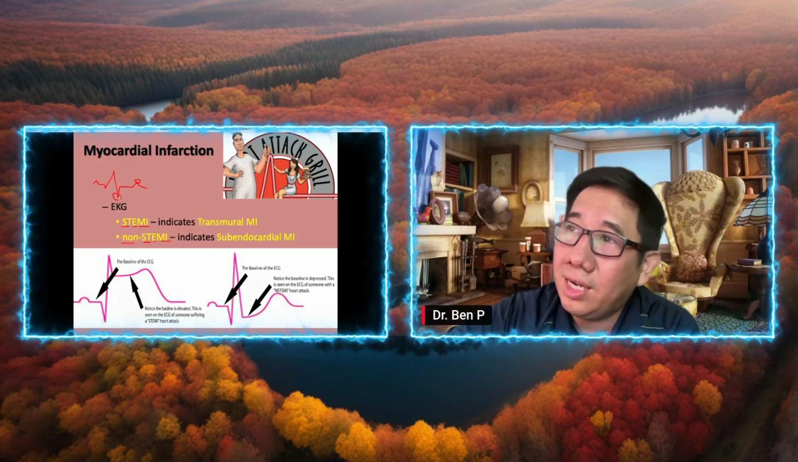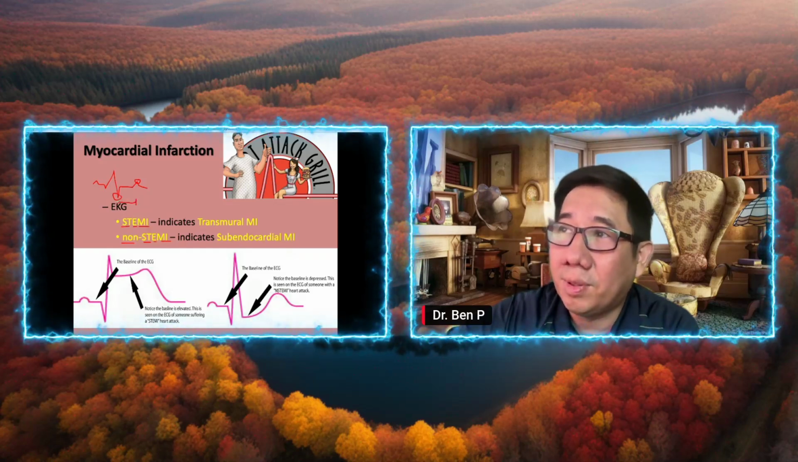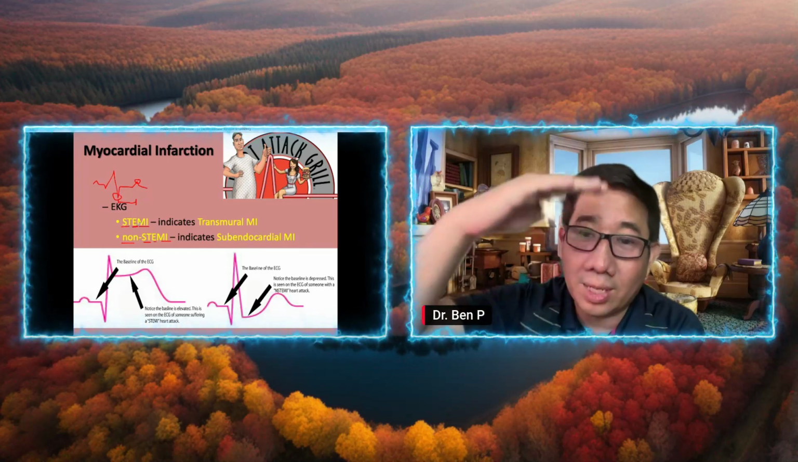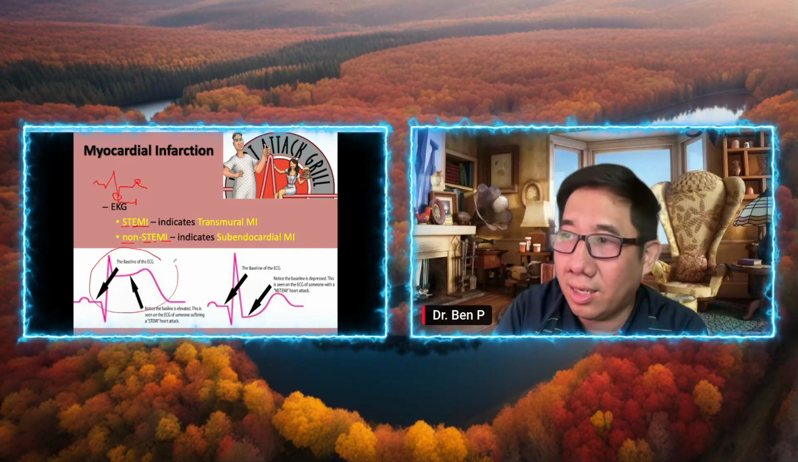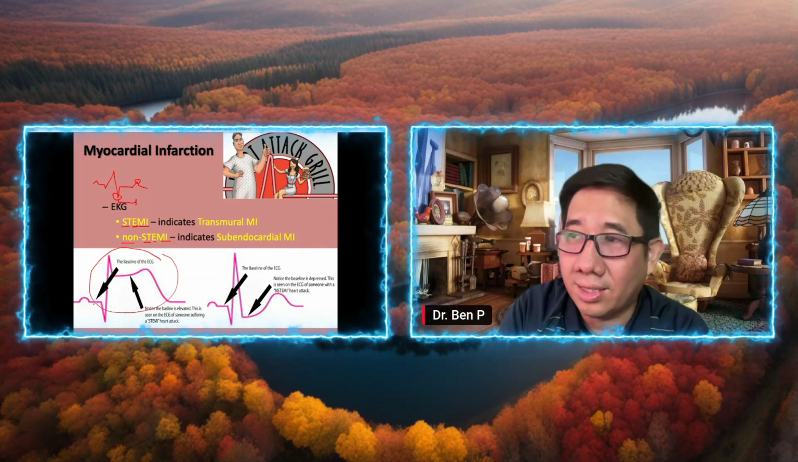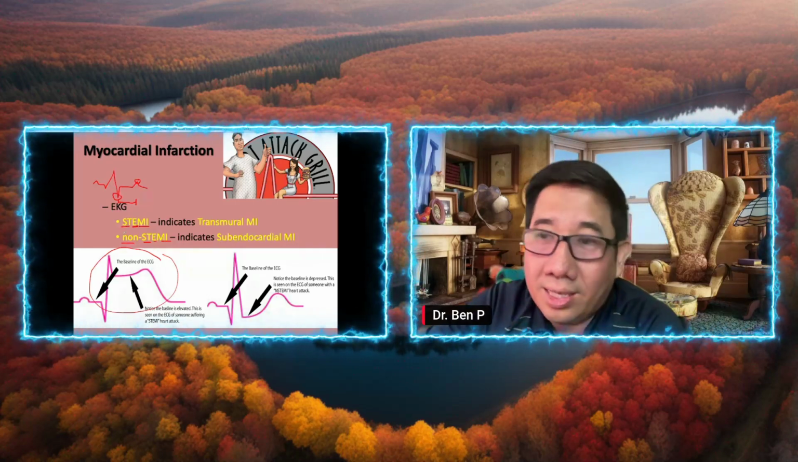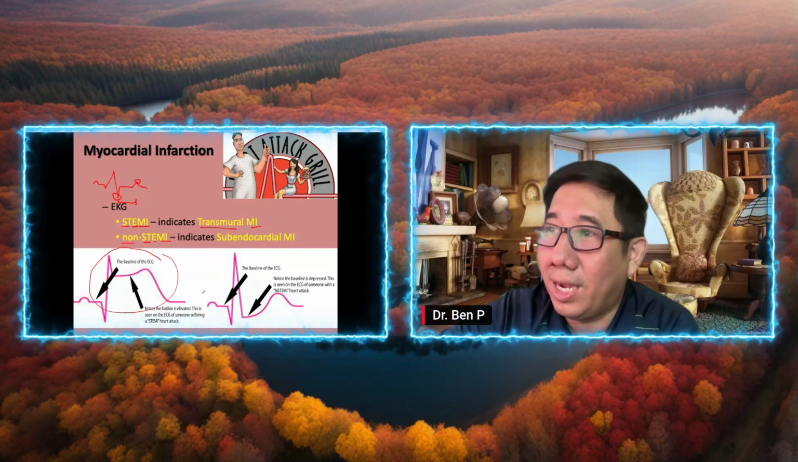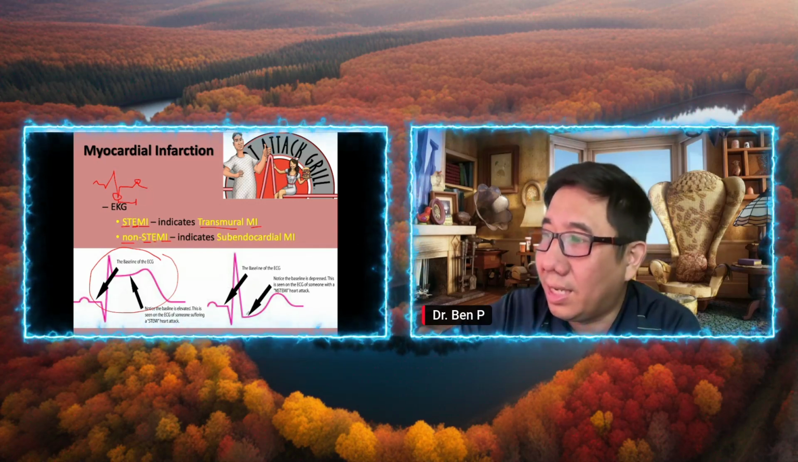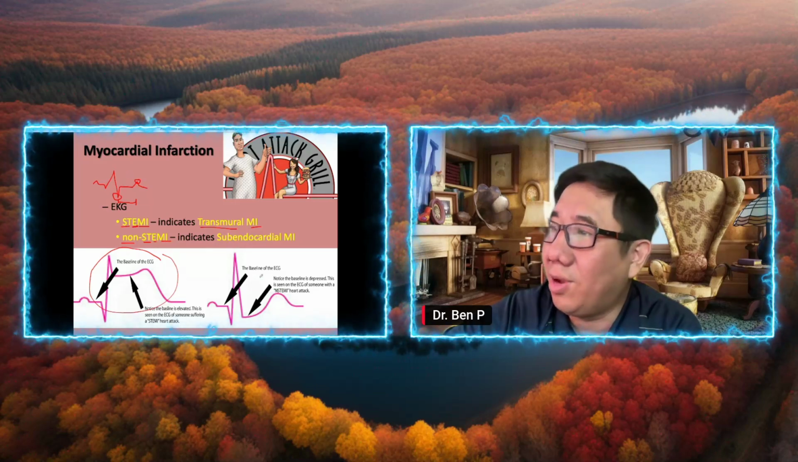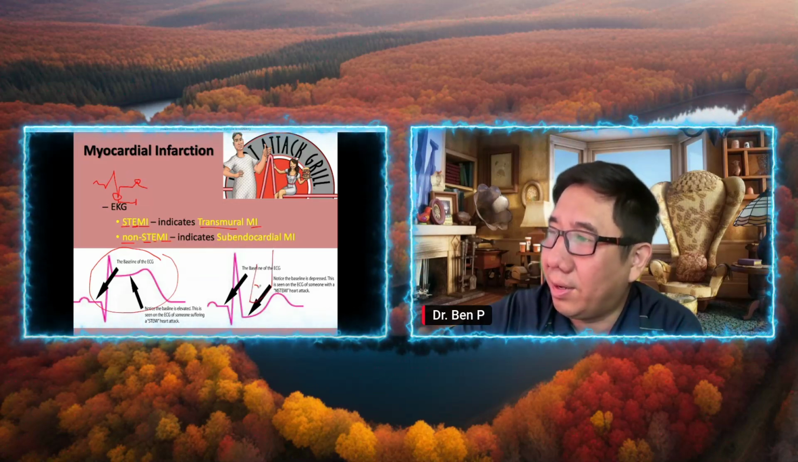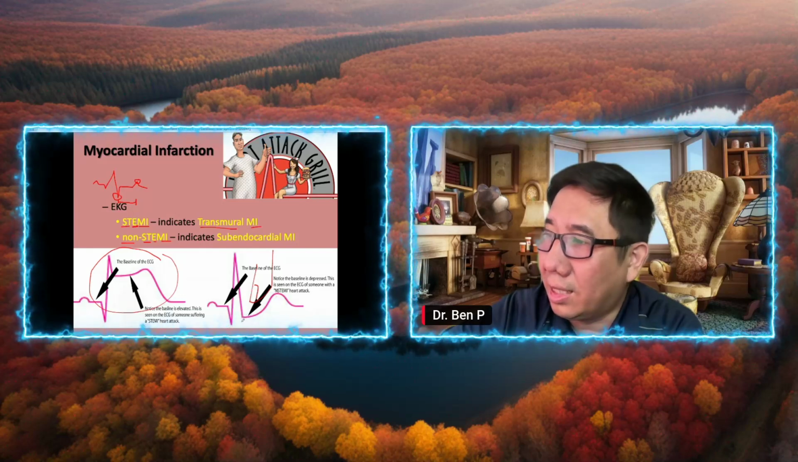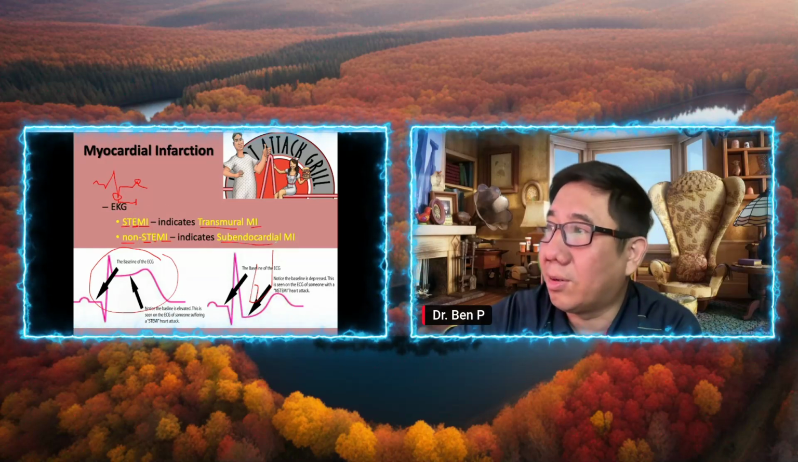The ST refers to the segment of the graph between S and T. If this S and T is elevated, elevated means it goes up, just like in this picture here, it forms a little R, which you can see right here. This is called transmural MI. When you see non-ST elevation, this means that the ST is depressed. Just think of it like you have a finger pressing right here, my little finger pressing into the ST segment. You're going to have a depression right here. This is called non-STEMI or subendocardial MI.